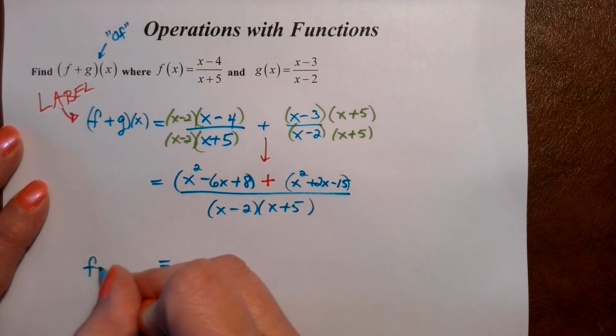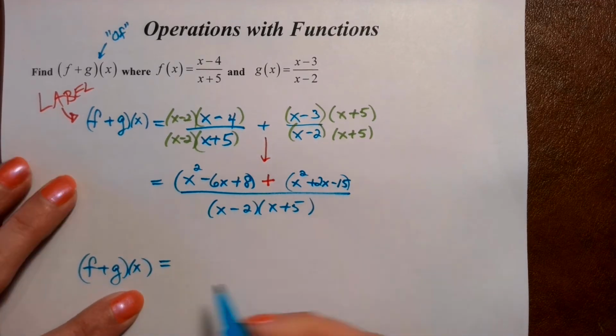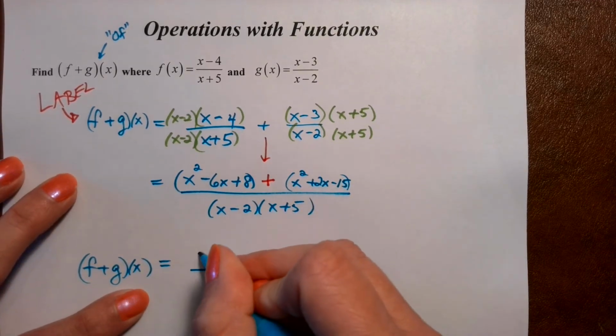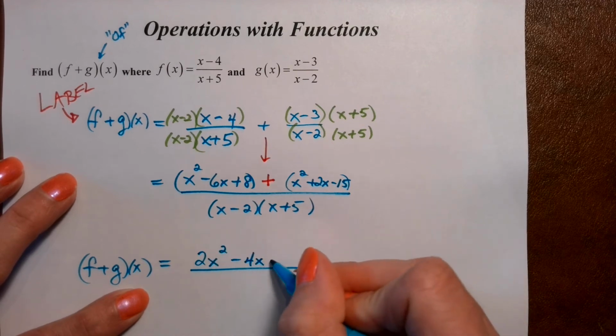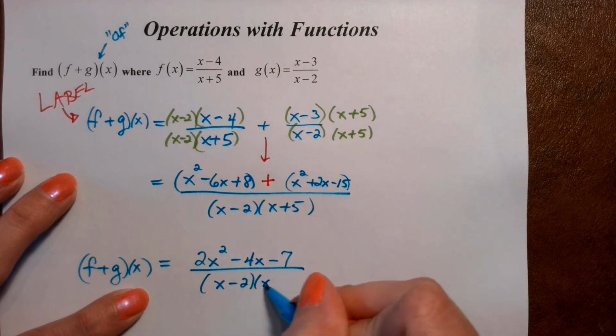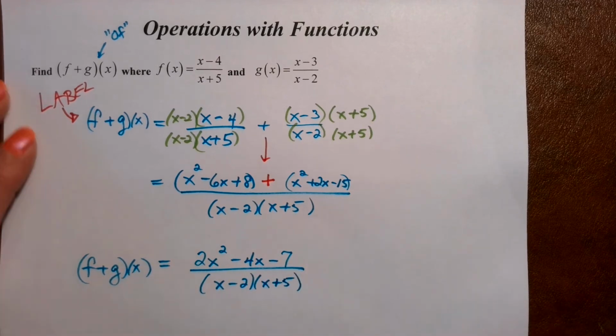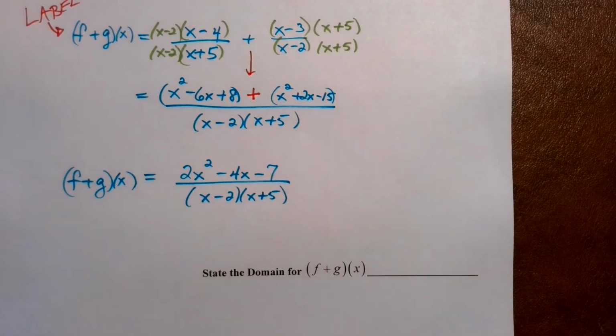Final answer for f plus g of x. Make sure you label your answer. The like terms make 2x squared minus 4x minus 7 over x minus 2 and x plus 5. Now how do you state the domain for something like this?